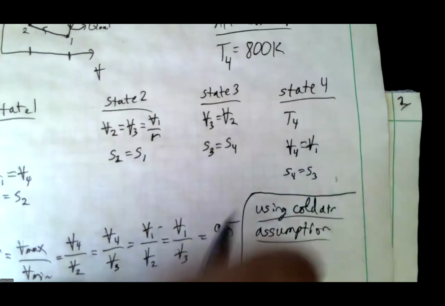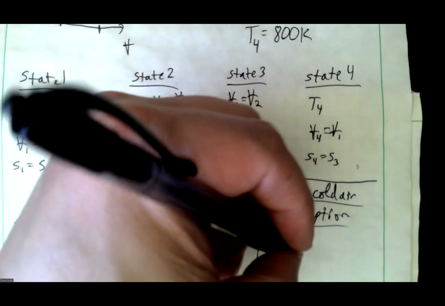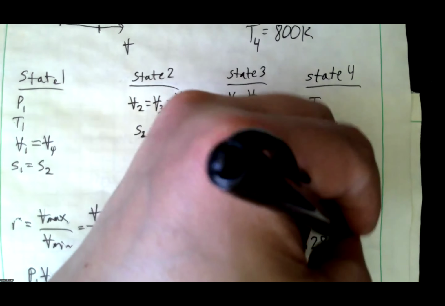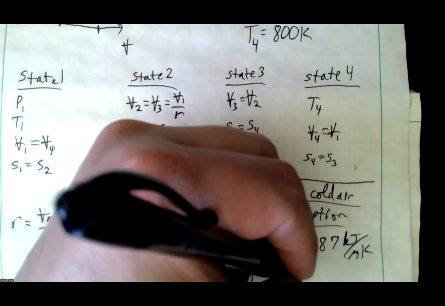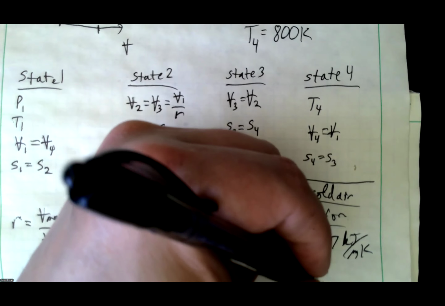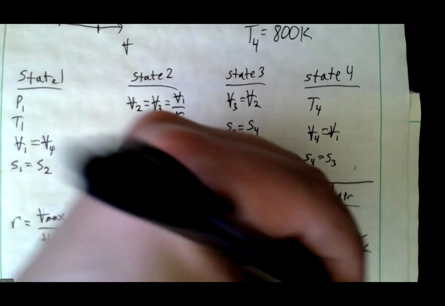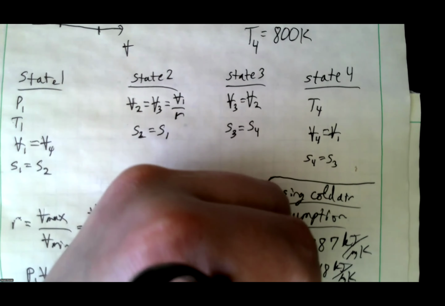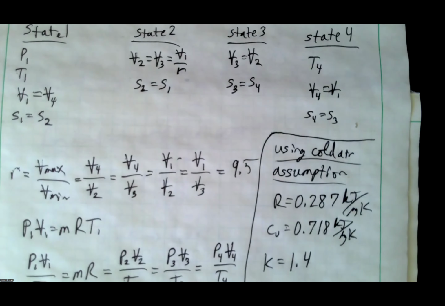Right? So we're in metric units. So the R value, which is always constant, the R value doesn't change, but that's 287 kilojoules per kilogram Kelvin. I don't think we need C sub P. I'm only going to copy down C sub V. I'm almost certain that's all we need. C sub V is 0.718 kilojoules per kilogram Kelvin. And the K value, which is the ratio of C sub P to C sub V for air at room temperature, is 1.4 even.